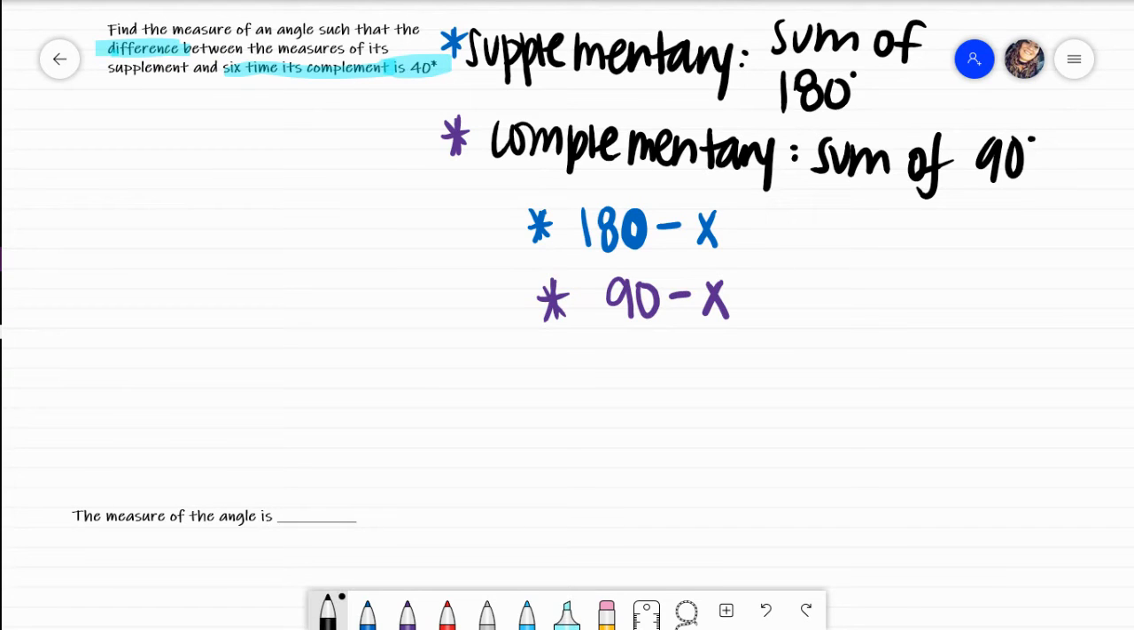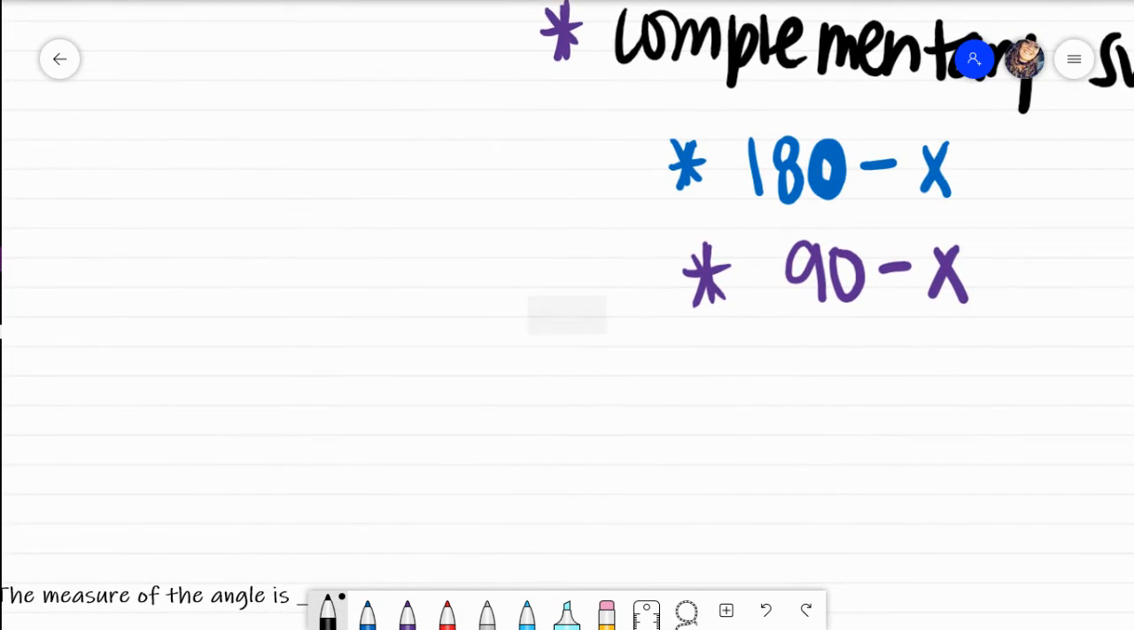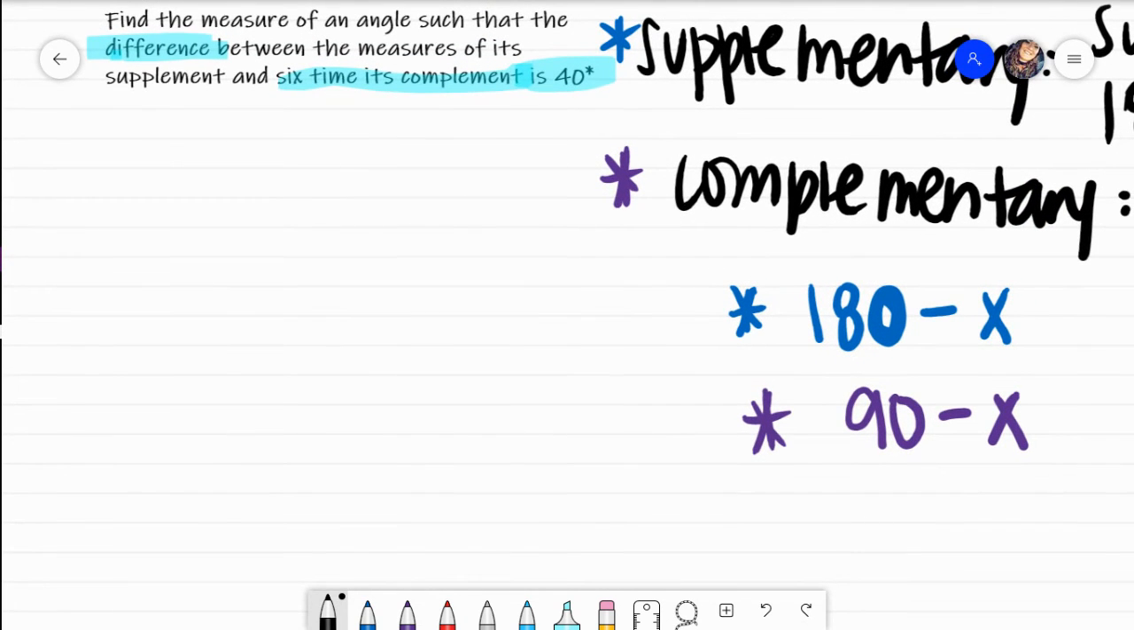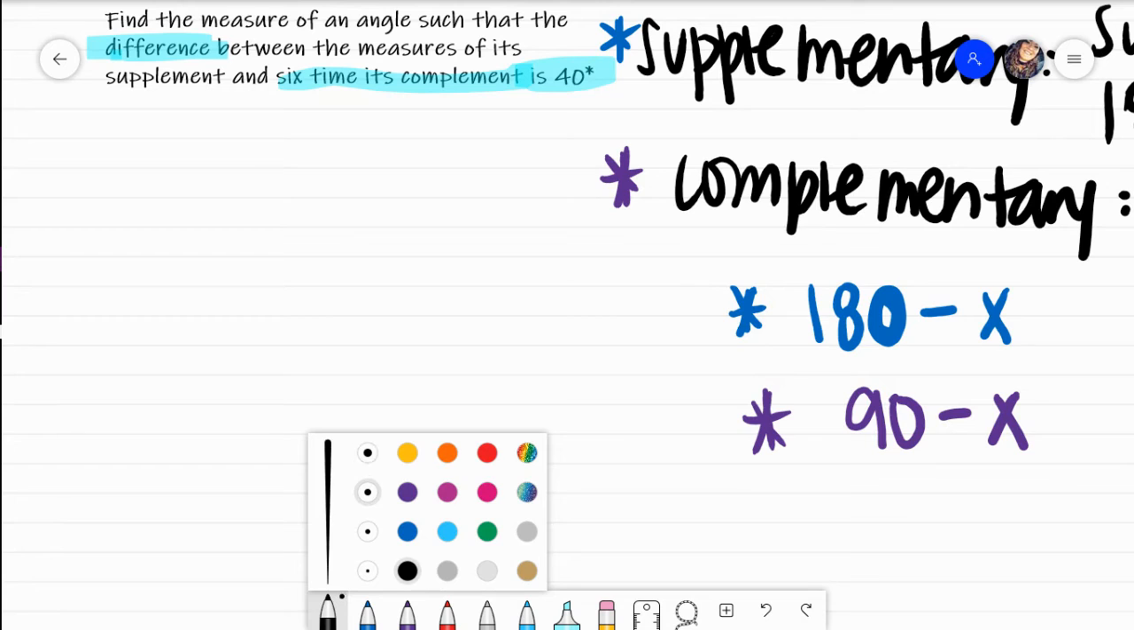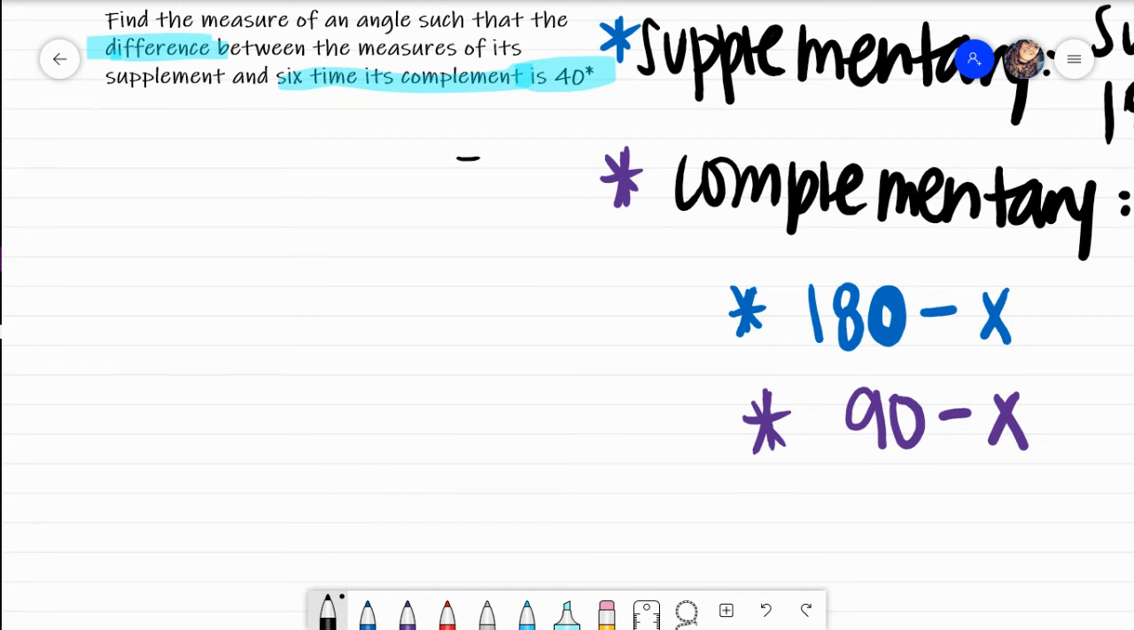"Is 40" is very important, because I'm going to probably have to do this, y'all. I'm going to make my pen a little bit smaller. "Is 40" means equal 40. And the fact that it says 6 times its complement, if this is the measure of its complement, I'm going to multiply it by 6.